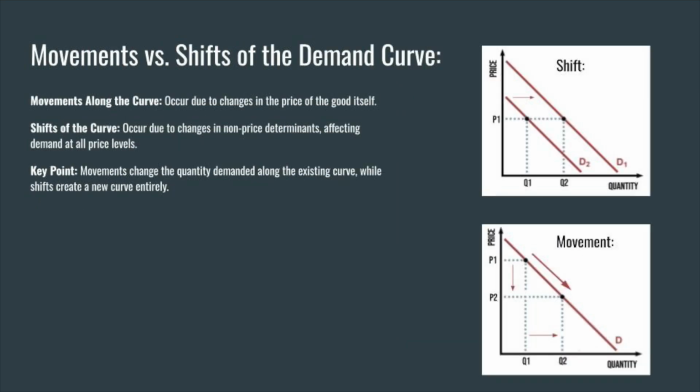Diagram: movements along versus shifts of the demand curve. Imagine a demand curve on a graph. A movement along the curve shows a change from one point to another along the same curve, whereas a shift would move the entire curve to a new position.